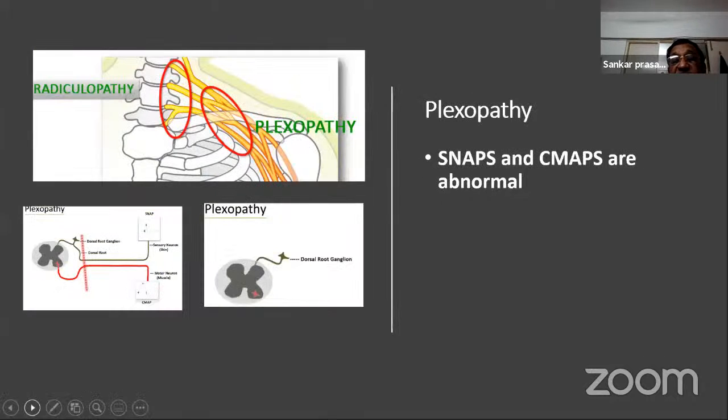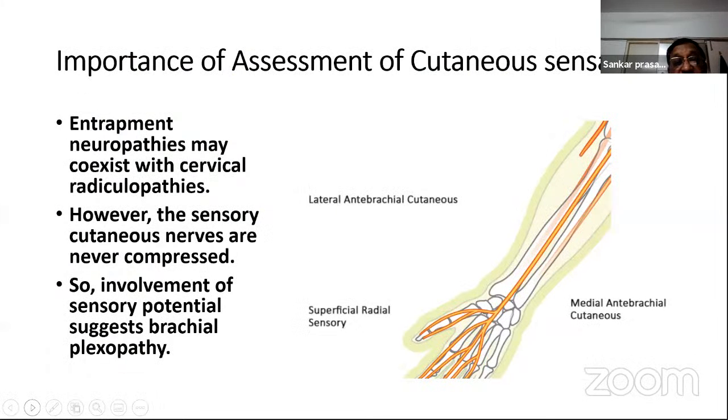In plexopathy, SNAPs as well as CMAPs are both abnormal, which we have already discussed. Whenever you give a report, you should mention either a pre-ganglionic lesion or a post-ganglionic lesion, looking at the SNAP and the CMAP amplitude.